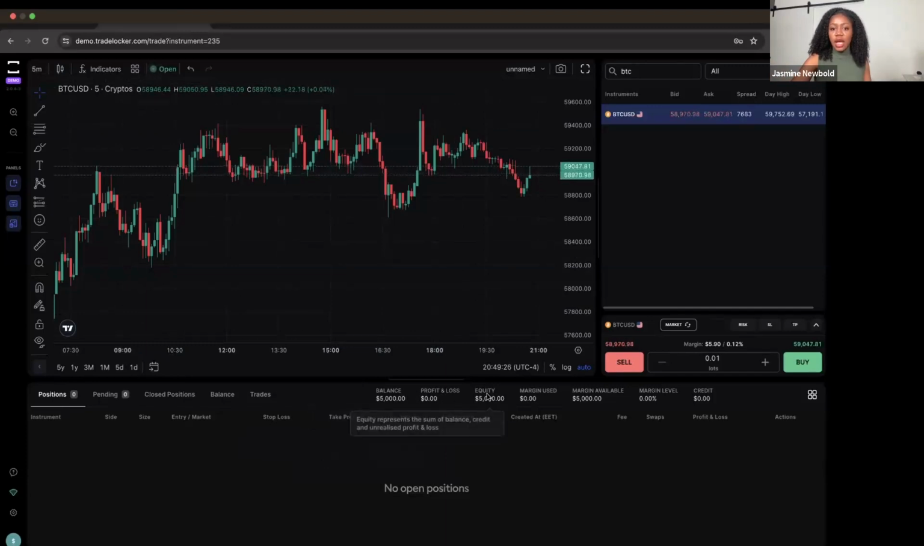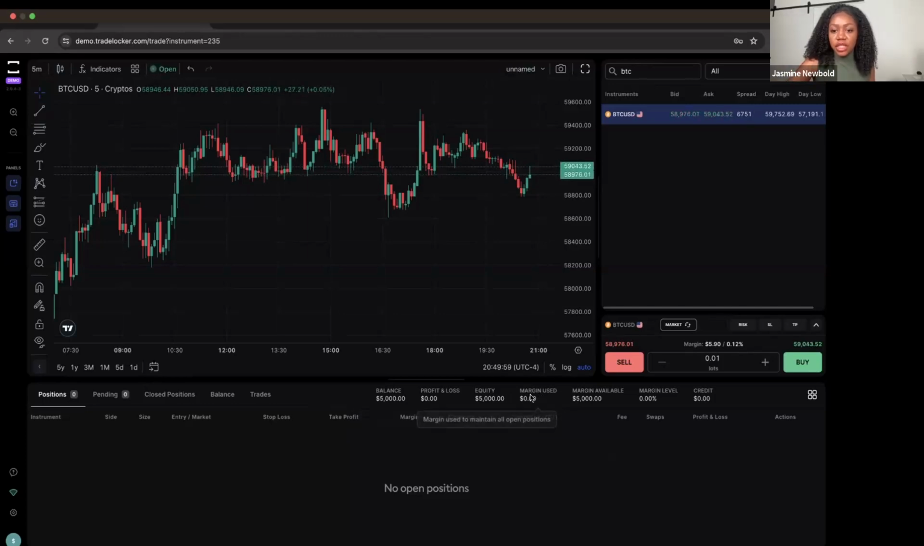Equity. Equity represents the sum of the balance, credit, and unrealized profit and loss. So equity is what you will have in your account if you close out all your trades. So that's what unrealized means. So you're either going to have unrealized profit or unrealized loss. Unrealized basically means unsecured. That's all that means, unsecured. You have not closed out your trades. So it's what you would have if you close out all your trades, basically. That's what you could have.